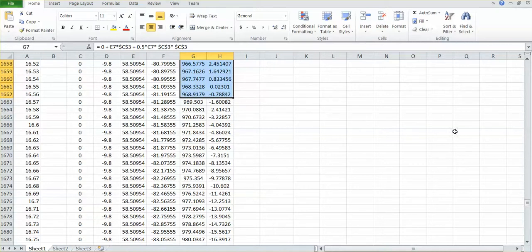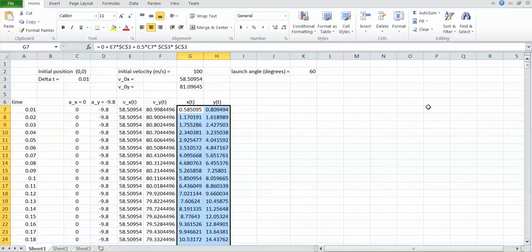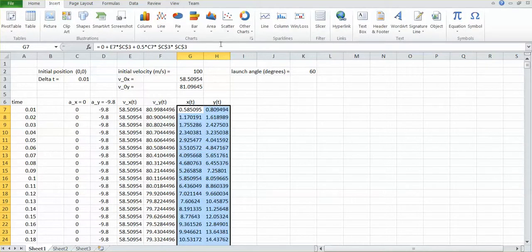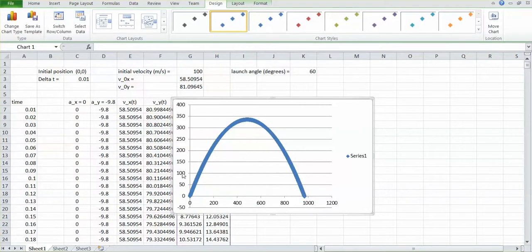Okay, I'm going to highlight the x and y position there. This is the x and y position as functions of time. And I'm going to insert a chart. It's a scatter chart. All right, and we don't really have to plot a trend line here because there are so many plotted points that they just all kind of blur together and it looks like this great big line.